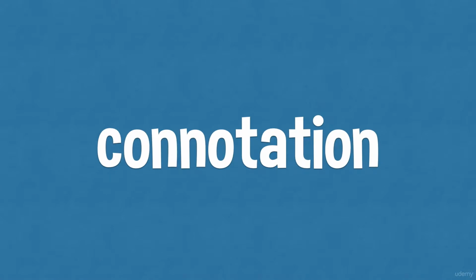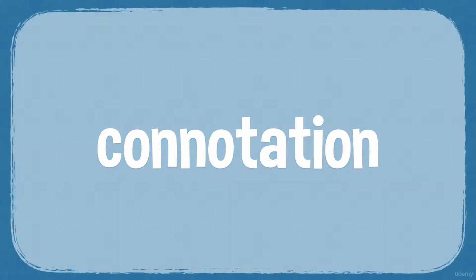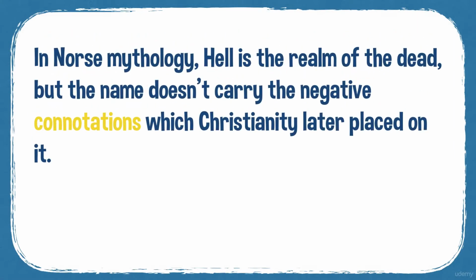Connotation. The connotations of a particular word or name are the ideas or qualities which it makes you think of. Makes you think of ideas and qualities. So, for example, in Norse mythology, the Vikings, hell is the realm of the dead. But the name doesn't carry the negative connotations which Christianity later placed on it. So in Christianity, hell is a bad place. It has negative connotations.